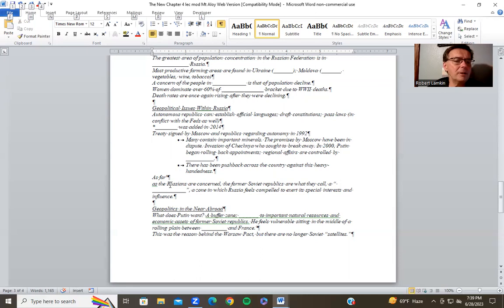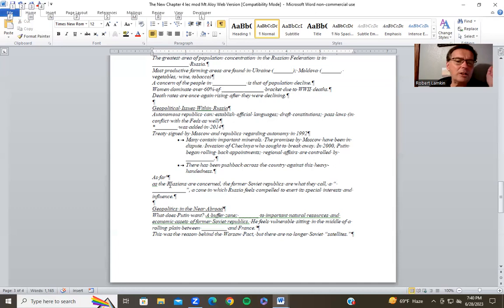Constitutions are passed, like I said. A treaty was signed by Moscow and the republics regarding autonomy. I think this was 1992. So it was about 8 years before Putin took office, about a year after the Soviet Union collapsed, under the Yeltsin era. But here's the thing, many of these areas contain important minerals. So the promises by Moscow to keep their hands off these republics have been in dispute.